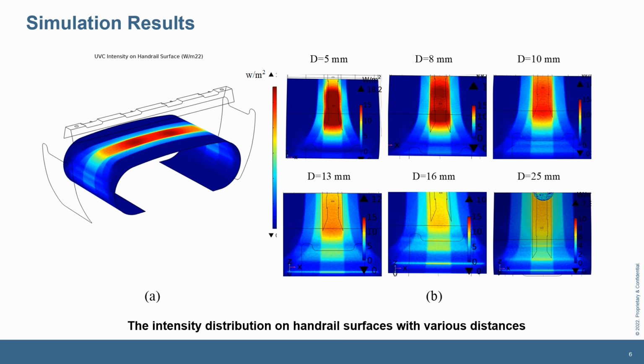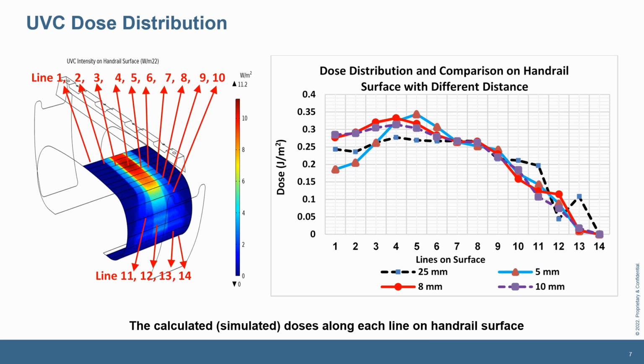This slide shows some simulated intensity results. First, the UVC intensity has a significant difference with different distances. The shorter the distance, the stronger the intensity and the narrower the distribution. It is well known the UVC disinfection efficacy is proportional to the UVC dose. The dose value and distribution are very important.